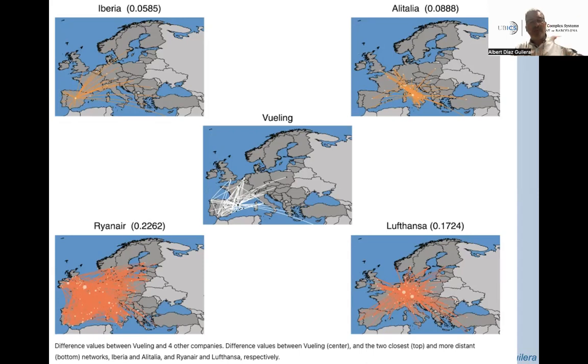Here we have Iberia and Vueling, which are two Spain-based companies. And here we have numbers which are a kind of distance between networks. So Iberia and Vueling are very, very close. But for instance, with Ryanair, we get the largest distance with respect to Vueling, because, of course, the patterns of connectivity that they follow are very different.